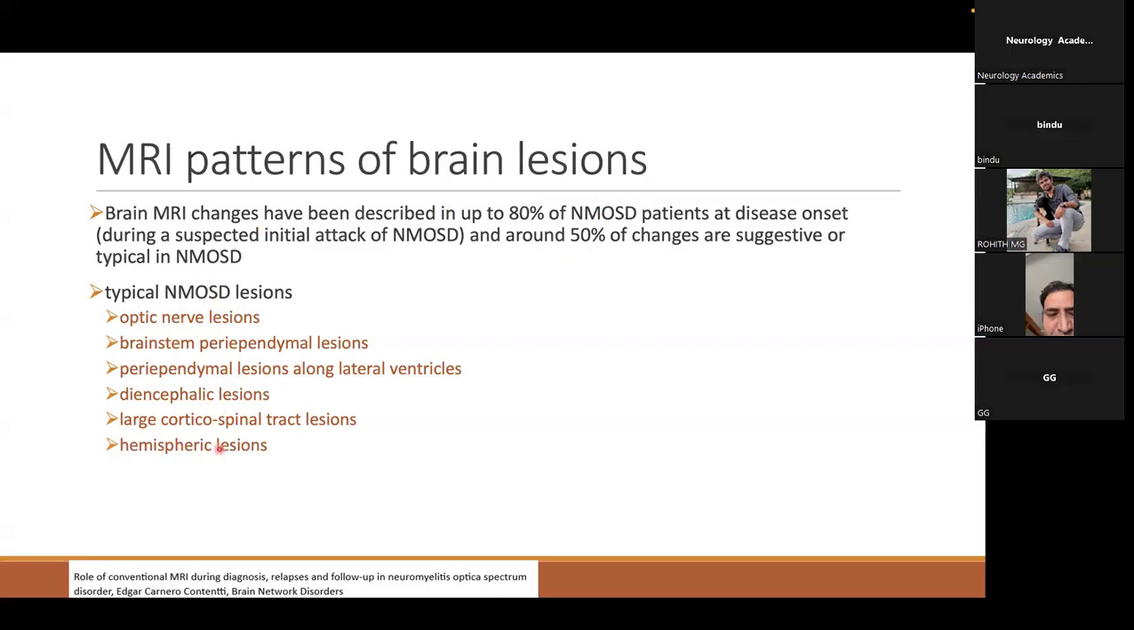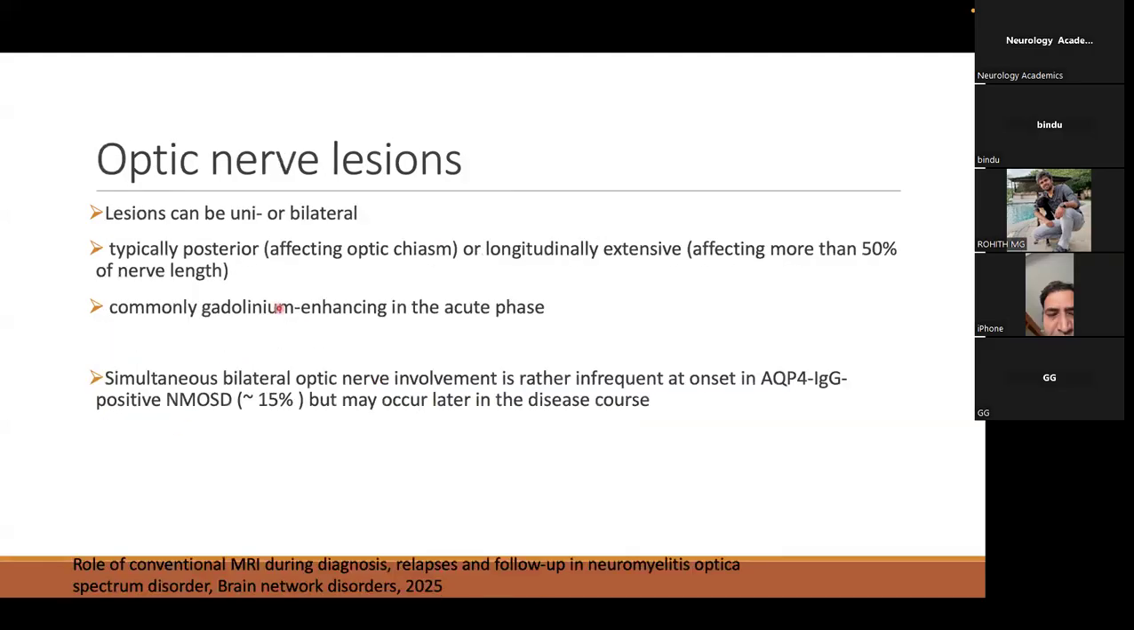So these are the typical NMOSD lesions: optic nerve lesions, brainstem periependymal lesions along the lateral ventricles, diencephalic lesions, large corticospinal tract lesions, and hemispheric lesions. So we'll see each one of them.